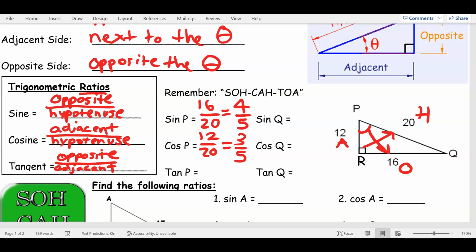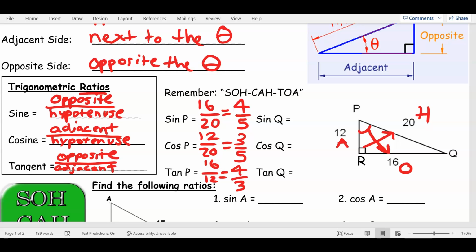Cool. Now tangent, again, tangent is SOHCAHTOA, T for tan, TOA is O over A. O over A is 16 over 12. Y'all agree? O over A, 16 over 12. And then reducing that, they're both divisible by 4. I should get 4 over 3. All right? Not too bad.